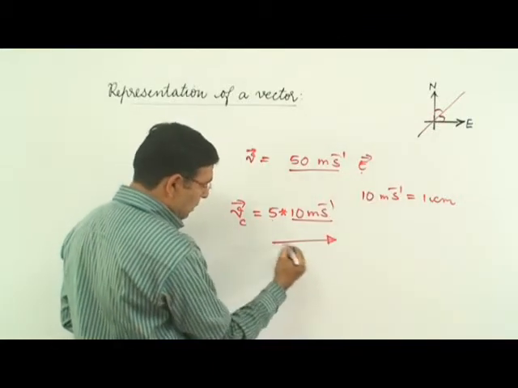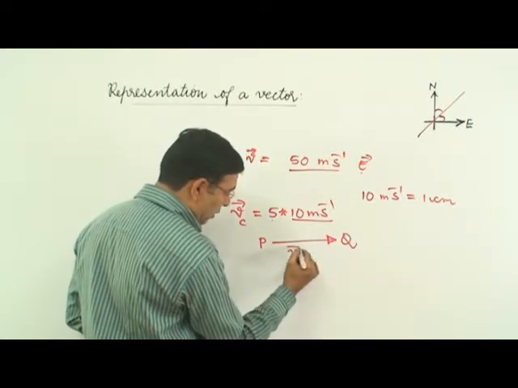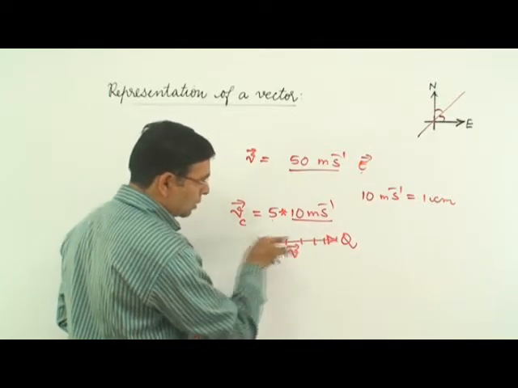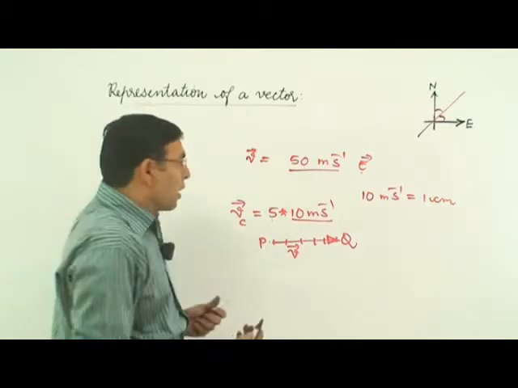Fine. So it is represented by this, let me call it P and Q again. This is the velocity vector. The length of the line should be 5 centimeters. Direction is like this. This is the head of the vector, this is the tail of the vector. Clear? Fine. You can take any convenient scale.